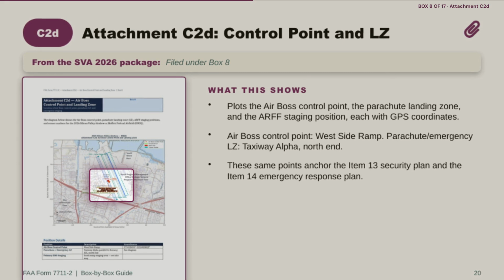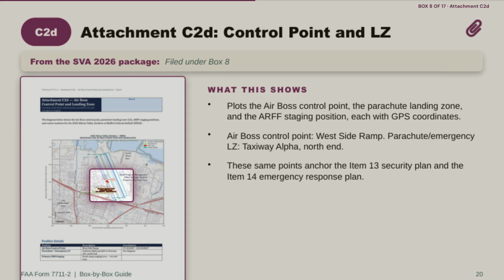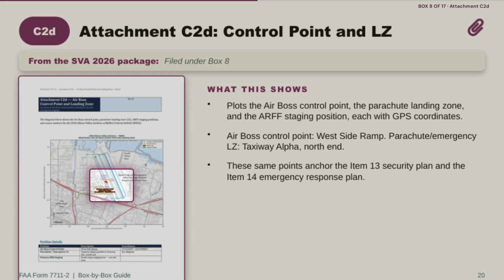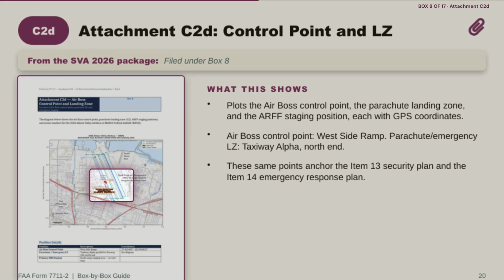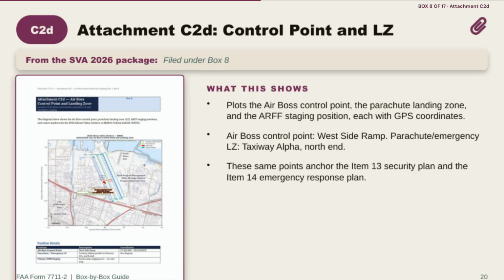In the SVA 2026 package, the Airboss control point sits at the west side ramp, and the parachute and emergency landing zone is at the north end of taxiway Alpha. What makes this attachment worth remembering is how much downstream work it anchors. These same 2 points, the control point and the LZ, get referenced again in the Item 13 security plan and the Item 14 emergency response plan later in the application. If either coordinate changes after this diagram is drawn, you're not just updating one document, you're creating an inconsistency across 3 separate parts of the package.